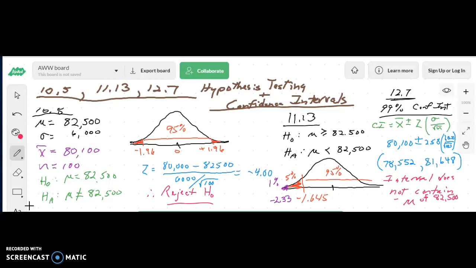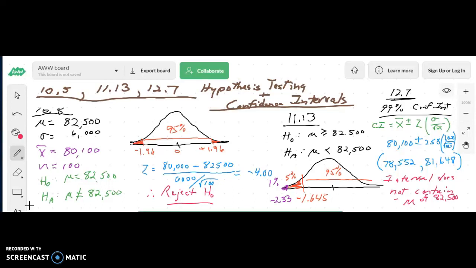namely 10.5, 11.13, and 12.7, due to the fact that all 3 of them are focusing on the same scenario and the same set of statistics. But all 3 of them are taking a look at it from a different point of view. And I want to use this as a walkthrough to strengthen your understanding of each of these different approaches, but also point out the interconnectedness of them.